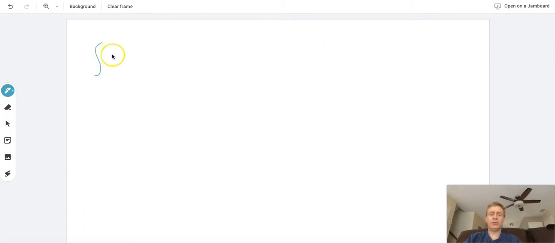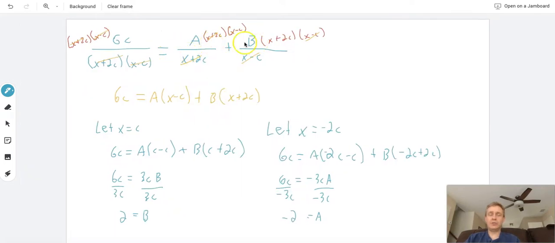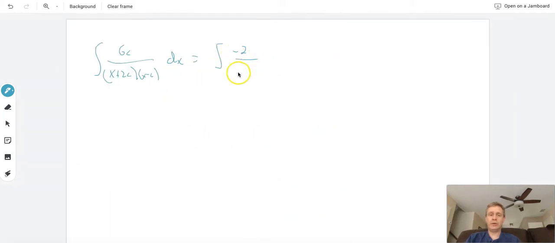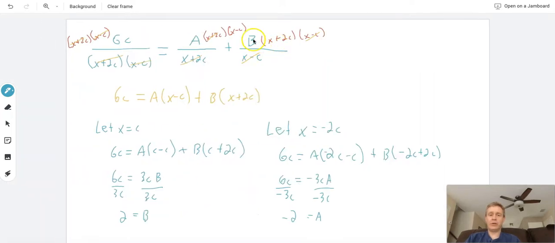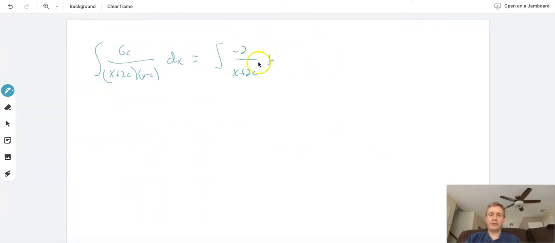If I now want to integrate this 6c over (x plus 2c) times (x minus c), we can do that by, again, breaking this fraction down into these two smaller fractions. So the first fraction had a, which was negative 2 over x plus 2c. And then our second fraction was b over x minus c, where b was this 2. So this will be 2 over x minus c.